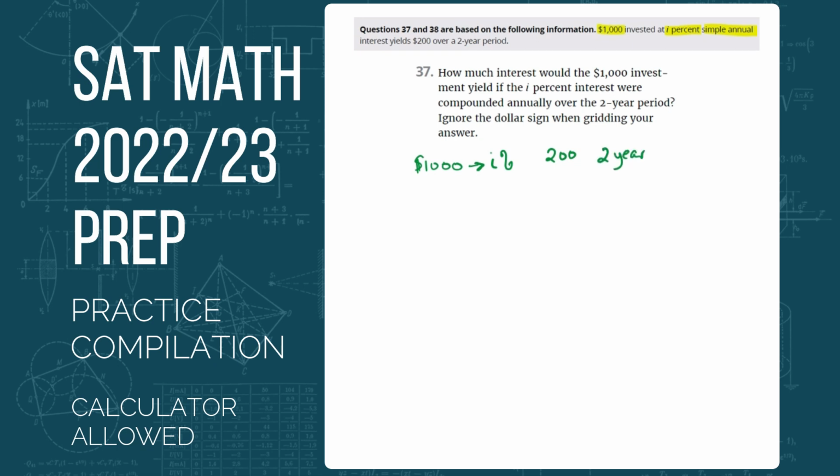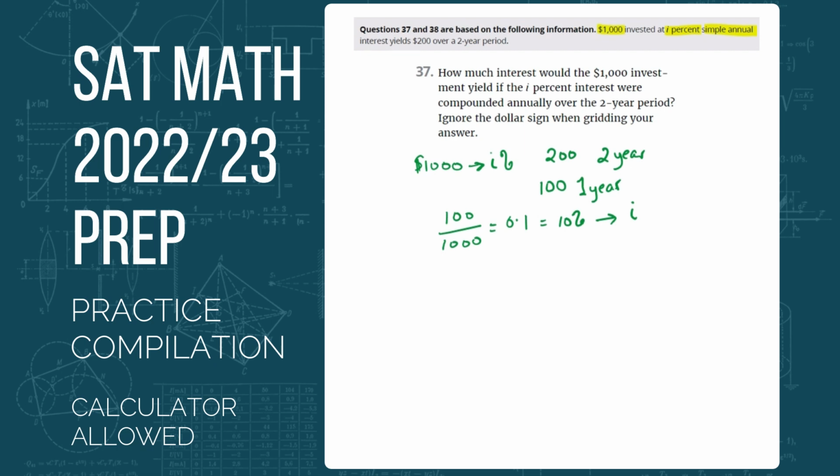So since it's simple interest, we know it'll be $100 for 1 year. The interest is $100 for 1 year. We would find out that I is 100 divided by 1000, which gives me 0.1, which is our 10% interest, which is I. How much interest would a $1,000 investment yield if I% interest were compounded annually over the 2-year period?